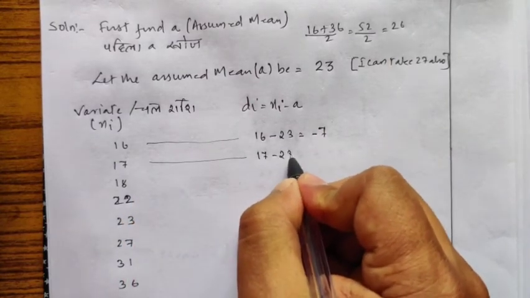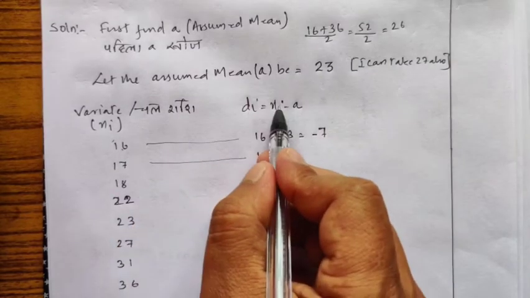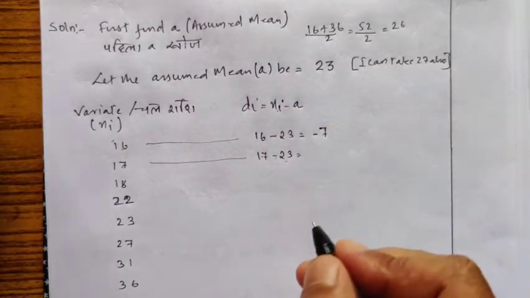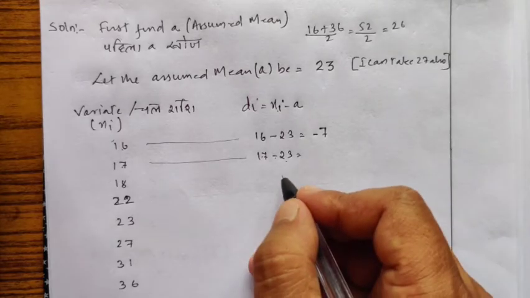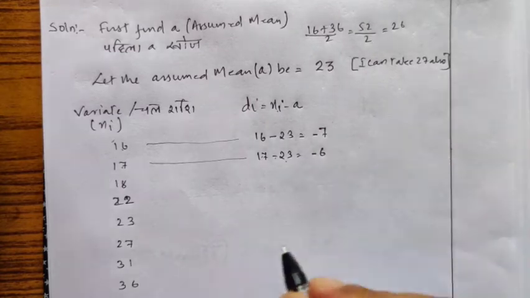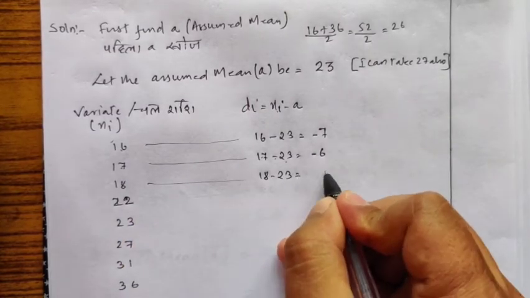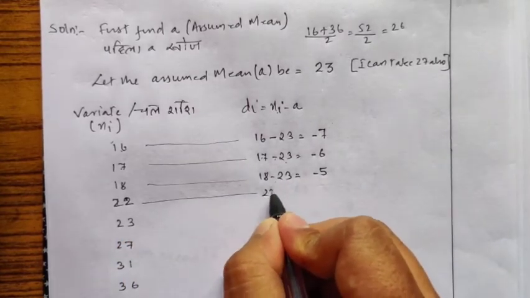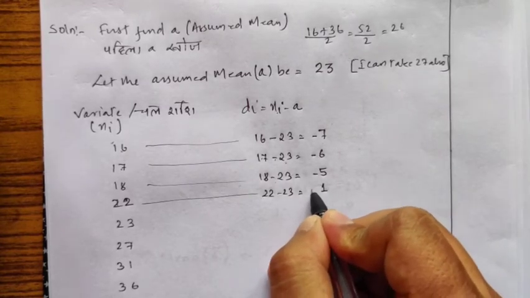17 minus 23. Can you see xi? These are the values of xi, and this is xi minus A, that is 23. You can take 27 also, but take either 23 or 27, only one, and continue with your solving. 17 minus 23 is 6, but there is a negative sign with the larger number. Then 5, negative sign with the larger number. So 1, negative sign with the larger number.